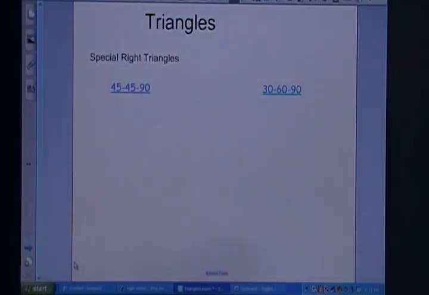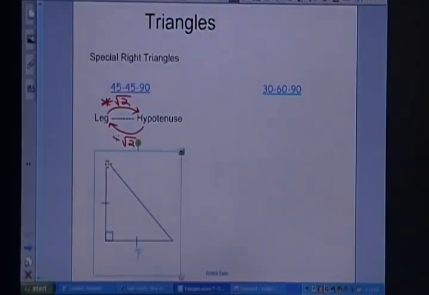Now we have a couple special rules. In a 45, 45, 90 triangle, we're going to have a rule that takes us from the leg to the hypotenuse, and then also from the hypotenuse back to the leg. And that rule is to go from leg to hypotenuse, we multiply by the square root of 2. Now it should make some sense to you then. If we're going to go backwards and go from the hypotenuse to the leg, we're going to divide by the square root of 2. Now once we do that, we'll have some radicals that we have to work with, and we have to follow our radical rules.